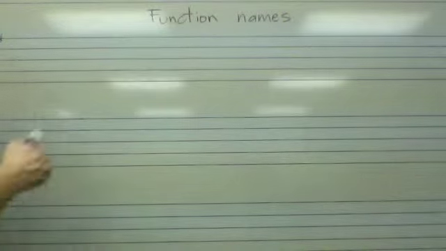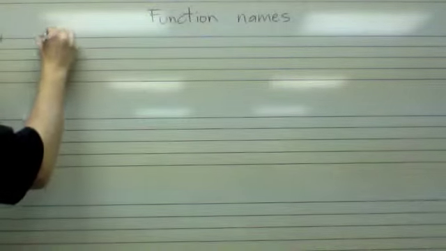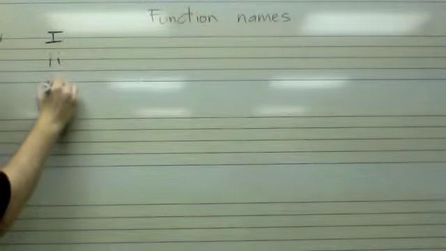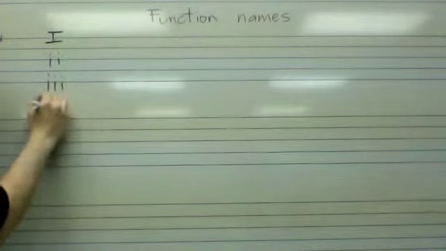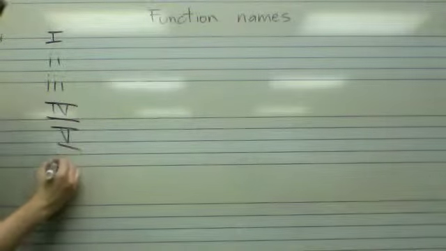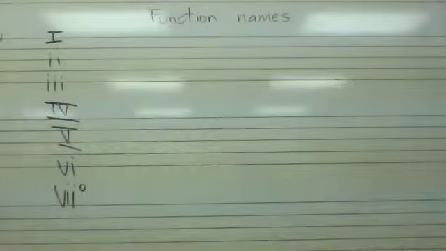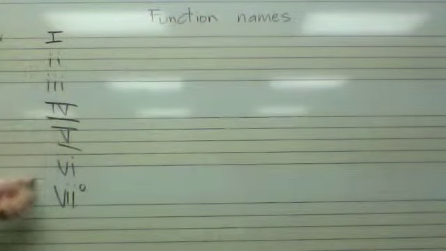You will see some variety in these names when you look at different sources, but I'm going to tell you the most common function names. So there's 7 of them. Actually, there's more than 7, but we're going to start with 7, the 7 most basic. I'll explain what I'm doing here after I write them all down. Okay, so these are Roman numerals 1 through 7.